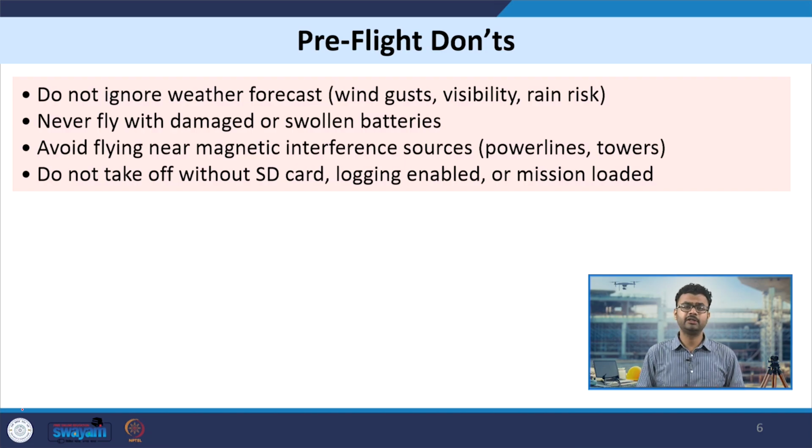Avoid flying drones near magnetic interference sources such as power lines and towers because these interfere with the IMU, they also interfere with the GNSS receiver on the drone. And do not take off without SD card logging enabled and mission loaded on the drone because then in that case no data will be saved or your drone can also get lost or again cause an accident.